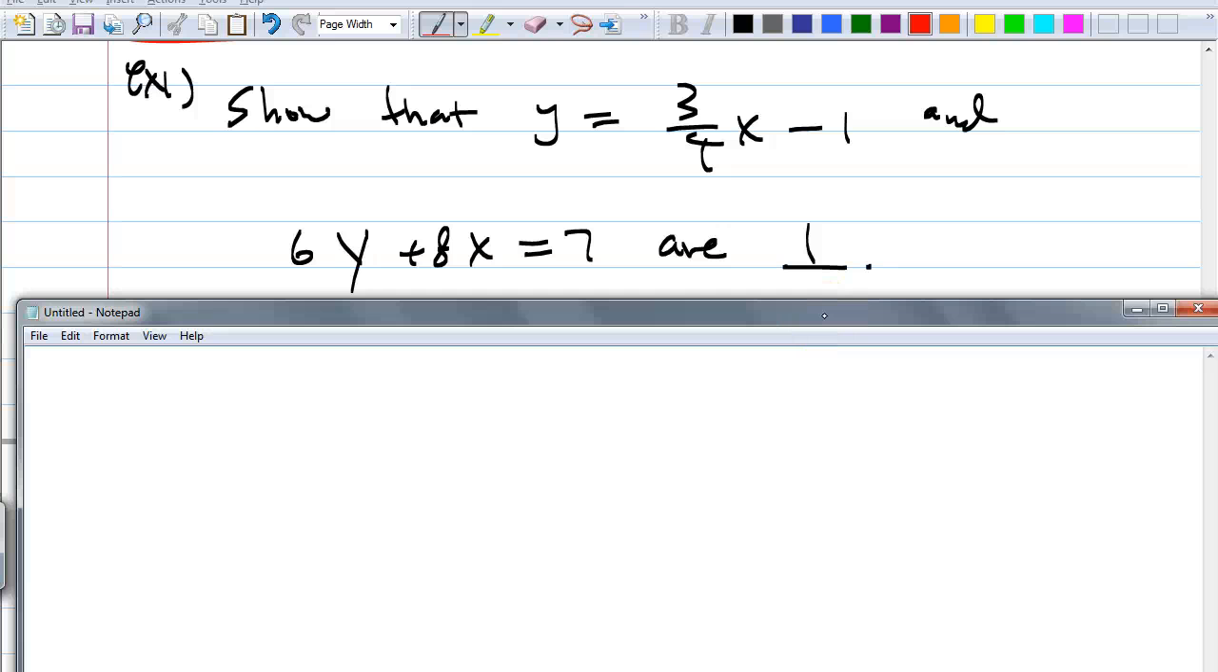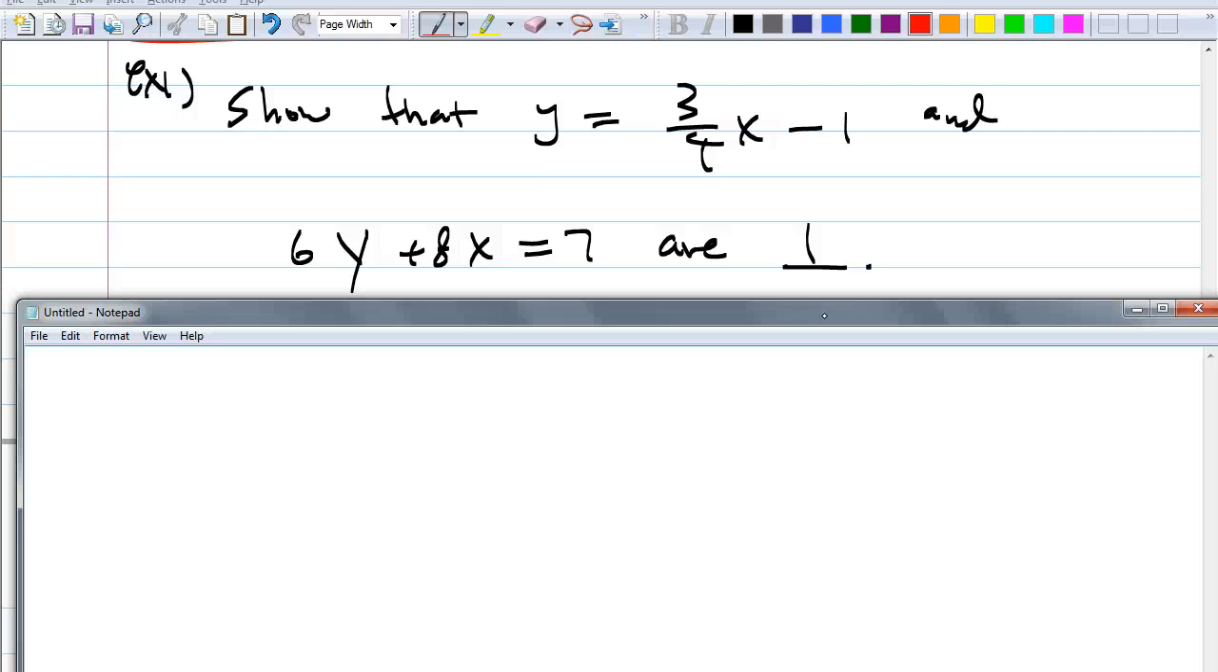Example 1 says, show that y equals 3/4x minus 1 and 6y plus 8x equals 7 are perpendicular. How can I show that these two lines are perpendicular? How do you show this? Any idea? Yes, Carly? Well, first you have to solve for y on the bottom one.